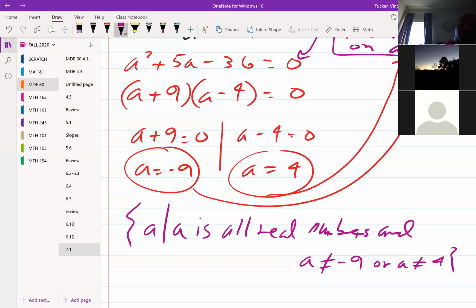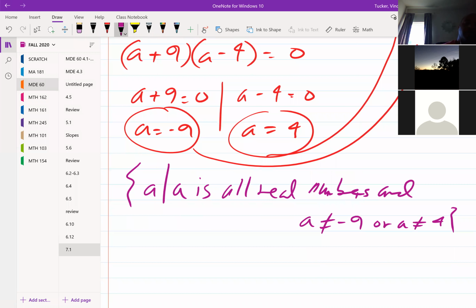All right. And then set builder notation. That's set builder notation. But then for our interval notation, we look at our number line: -4 here, -9 here, +4 here. So we have 3 different intervals that we have to give an account for.